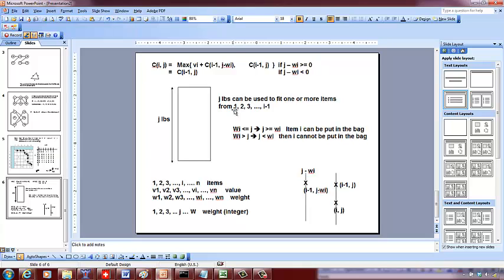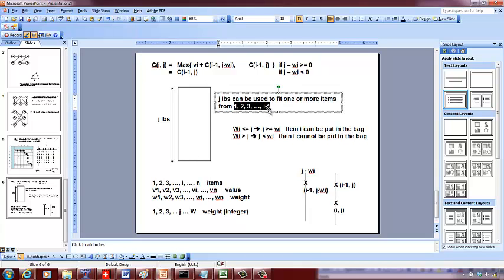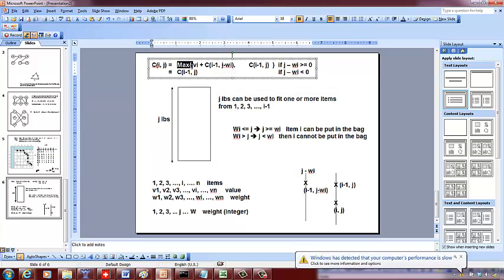Items, one or more of items 1 through i minus 1, and the whole capacity j is available. So that's only two possibilities you have. And you will prefer the maximum of these two possibilities, right? Because you want to maximize the value of the items collected in the bag, right?